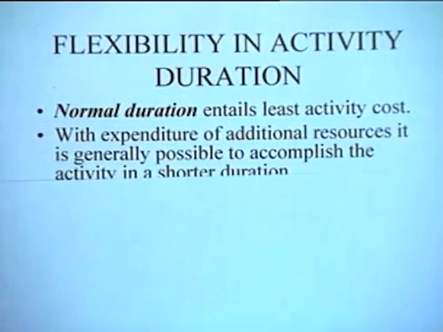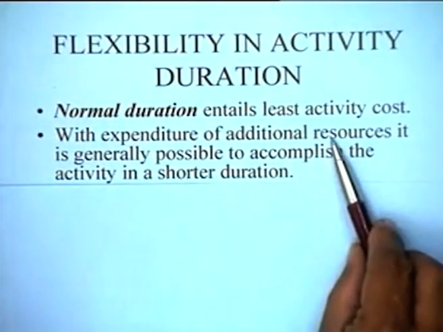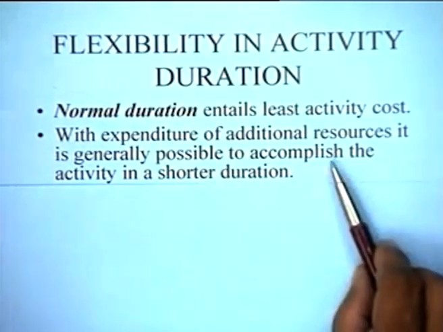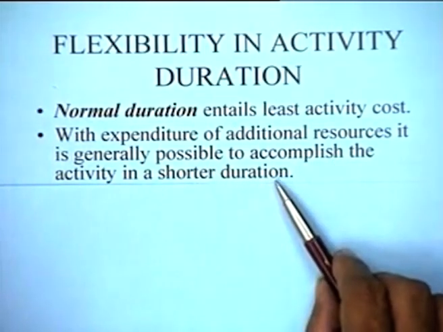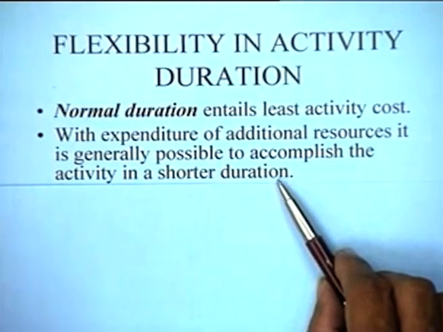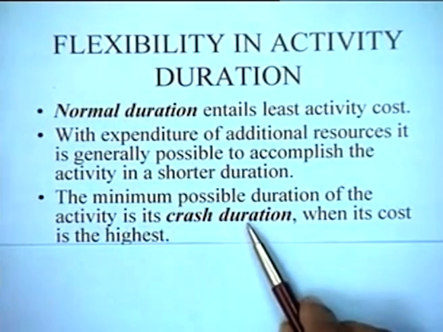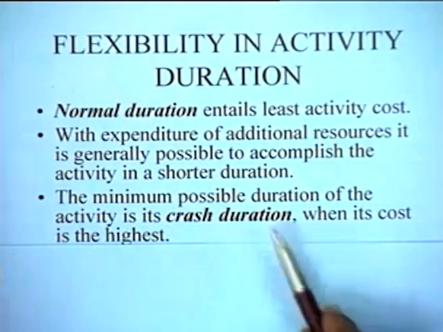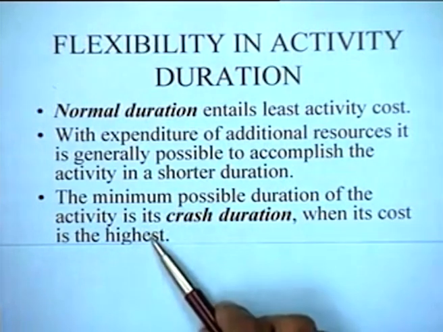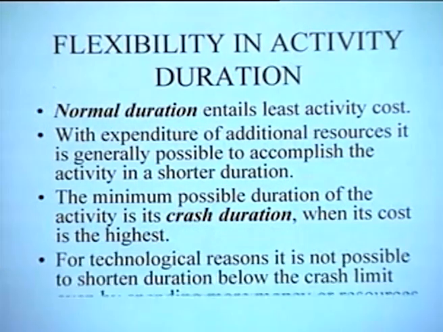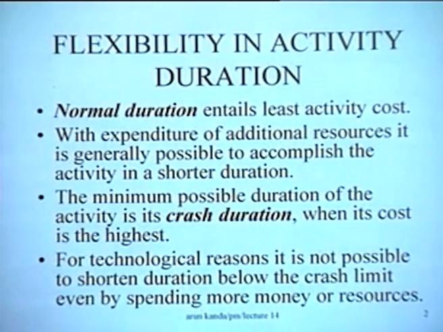And then what we say is, with expenditure of additional resources, it is generally possible to accomplish the activity in a shorter duration. This is quite logical, and we have all experienced this. So the minimum possible duration of the activity is its crash duration. That's the definition, and that is the duration when its cost is the highest. And for technological reasons, it is not possible to shorten the duration below the crash limit even by spending more money or resources. Obviously there is a limit to which an activity can be crashed.